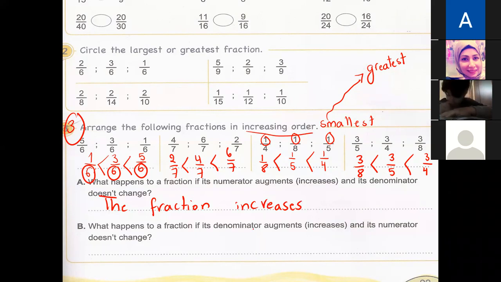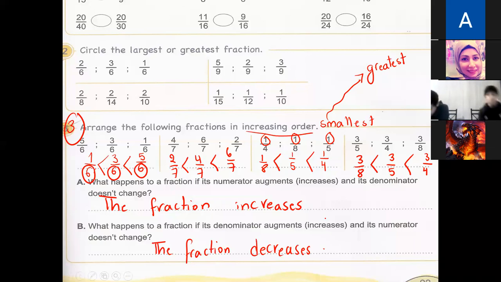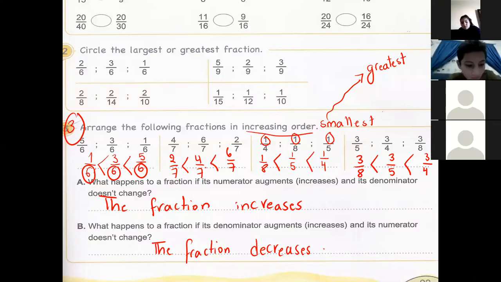Okay. If the denominator increases, what happens to the fraction? Look for example here, from the biggest to the smaller. Excellent. Proud of you. Bravo. So it decreases. Amazing. When the denominator increases, the fraction decreases. Whenever the denominator is bigger, the fraction is smaller. Okay?